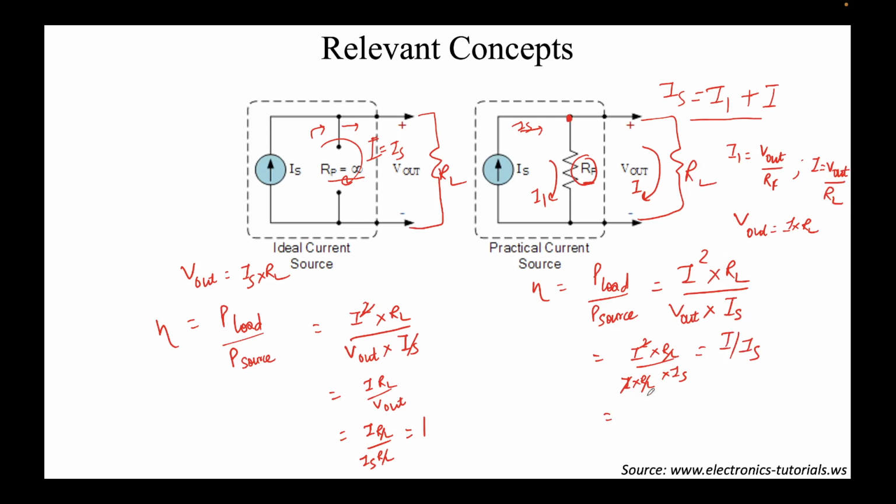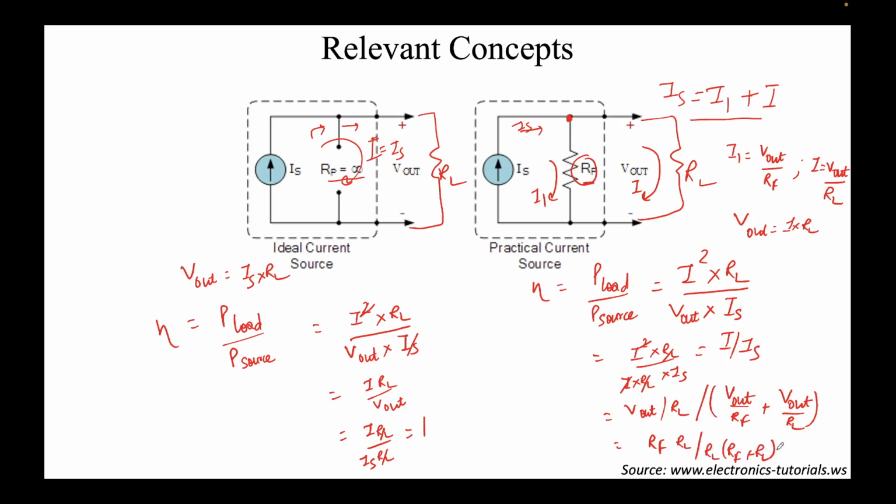So I can write I as V out over RL divided by IS, and IS would be I1 plus I. Okay, what is the value of I1? I1 is V out over RF plus V out over RL. Now if we take an LCM, we'll get RF into RL divided by RL into RF plus RL.